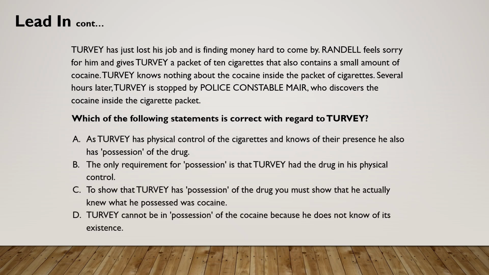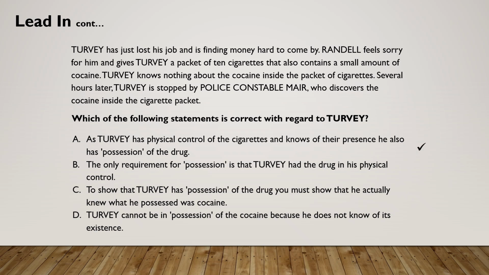So is it answer A? As Turvey has physical control of the cigarettes and knows of their presence, he also has possession of the drug. Or is it B? The only requirement for possession is that Turvey had the drug in his physical control. Or is it C? To show that Turvey has possession of the drug, you must show that he actually knew what he possessed was cocaine. Or is it D? Turvey cannot be in possession of the cocaine because he doesn't know of its existence.